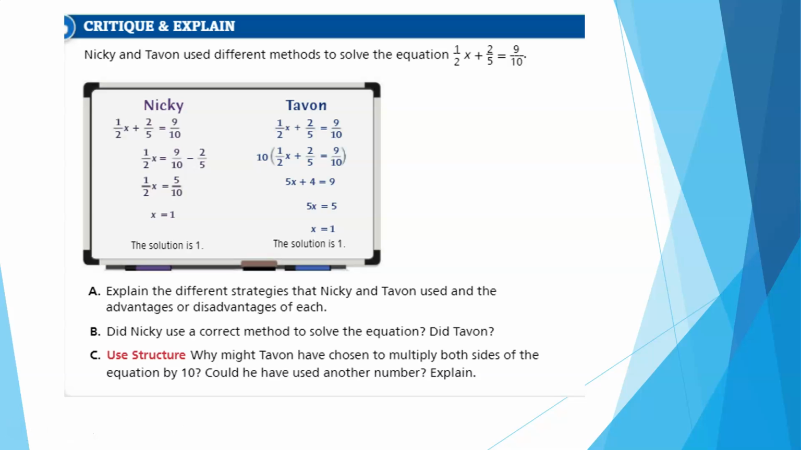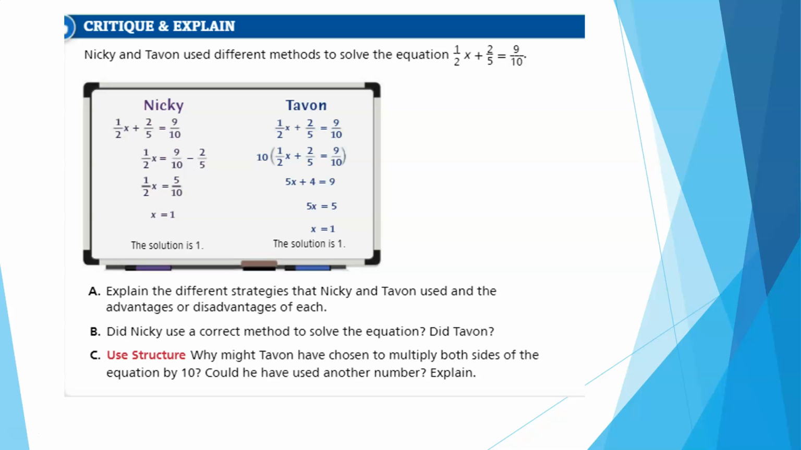It says Nikki and Tevon use different methods to solve the equation 1/2 x plus 2/5 equals 9/10. So for part A, I want you to pause the video and look at their two different strategies and see the advantages and disadvantages of both. And then for part B, I want you to explain if they're correct or not.